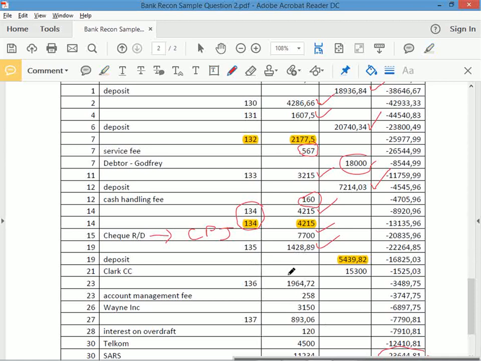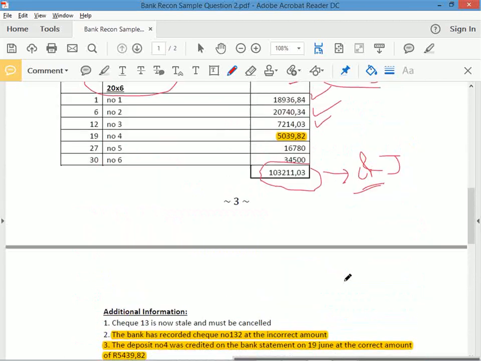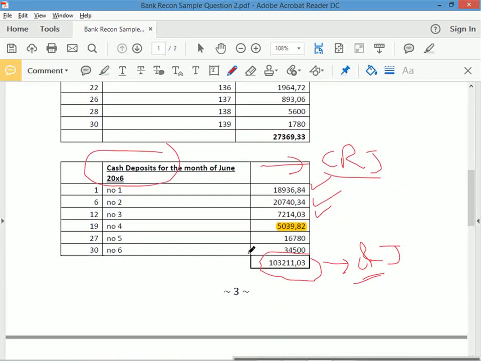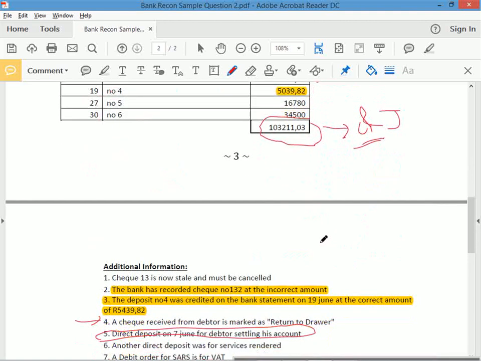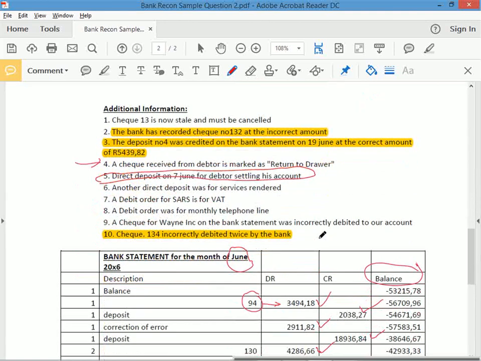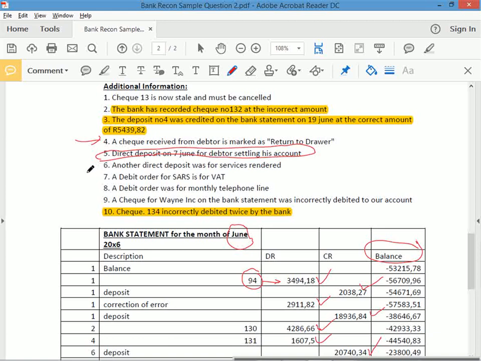Next, Clark CC, 15,300. Let's go back. We would expect to see this here in my cash deposits. Do I? No, I don't. So I need to go to the additional information. Is there anything here? Yes, there is. Another direct deposit. There it is. Point number 6. Another direct deposit was for services rendered. If I'm rendering a service, is this income or an expense? Good. Are our books or the bank's books correct?